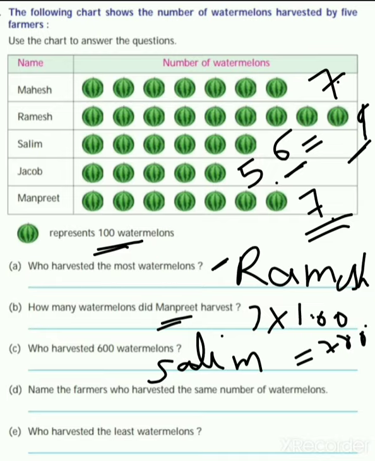Now fourth question. Name the farmers who harvested the same number of watermelons. Now we have to find two farmers who harvested the same number of watermelons. You can see in the picture, here is the number 7 and here is also the number 7. Okay, means both Manpreet and Mahesh harvested 700 watermelons. So our answer is Mahesh and Manpreet. Okay, clear, beta?